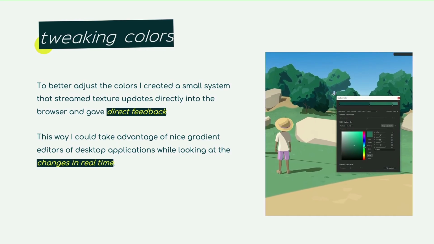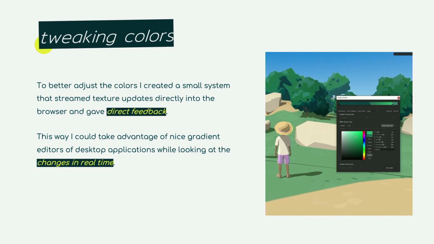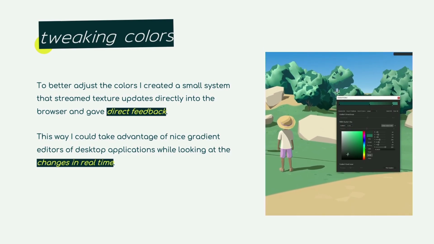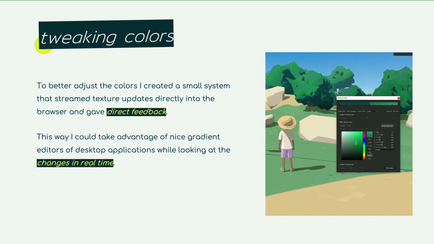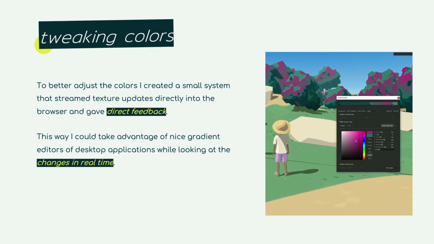so I could stream texture changes directly into the browser. So I could paint almost like with Photoshop. I could just drag the colors. And as you can see, the color of the trees is changing. So it was really nice to have this, because at some point I was looking at a house and I was like, oh, I need to make it more brown or whatever.